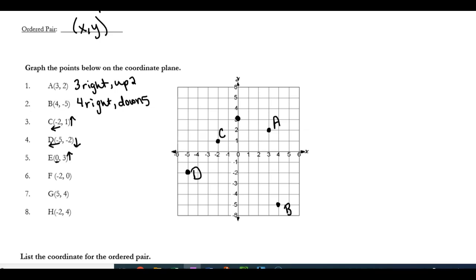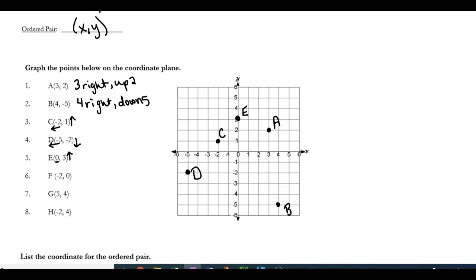And that's letter, what is that? E. Okay. Okay, and why don't you guys try 6, 7, and 8? And when you think you have it, you could press play, and then we'll keep going.